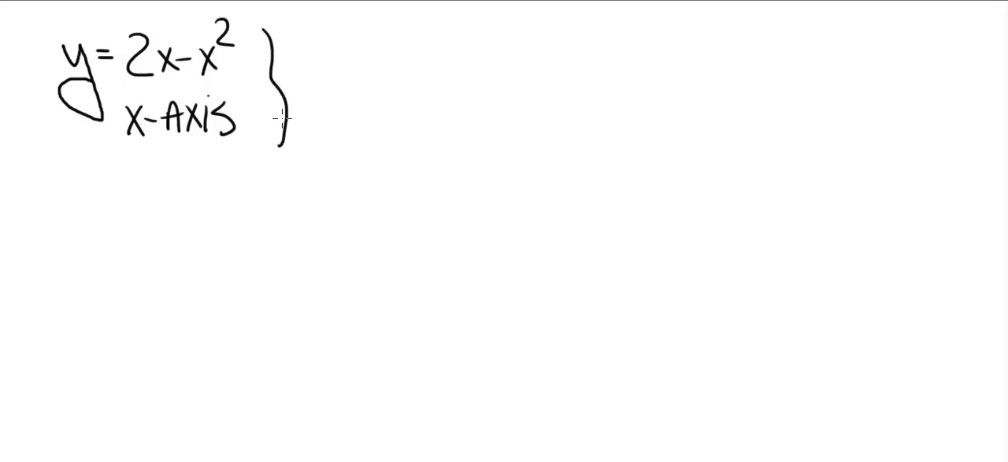Let's find the volume of a solid of revolution obtained by rotating a region bounded by the parabola y equal to 2x minus x squared, the x-axis, and then take this region and rotate it about the y-axis. So we're going to need several things.